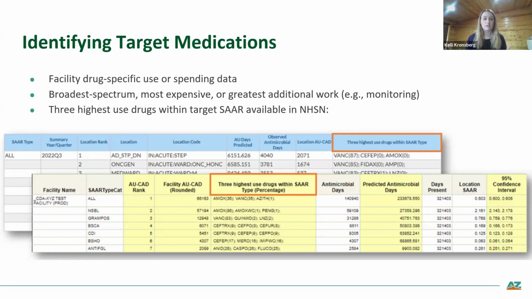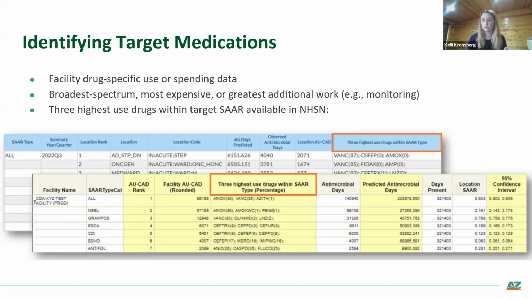And one of the things that NHSN does to help you identify these is they'll tell you the 3 highest use drugs within the target SAR. So if we look at this first example in the background, the third quarter of 2022 for their step-down units, they can see the predicted days and the observed days, the cumulative difference that we want, and then their highest use in that category is going to be vancomycin. So that would be their target.